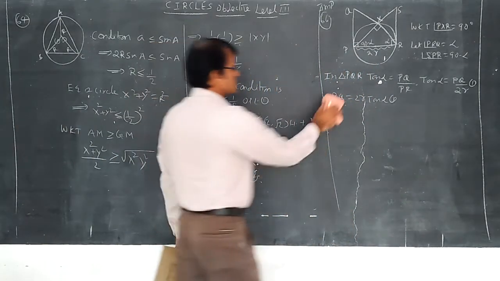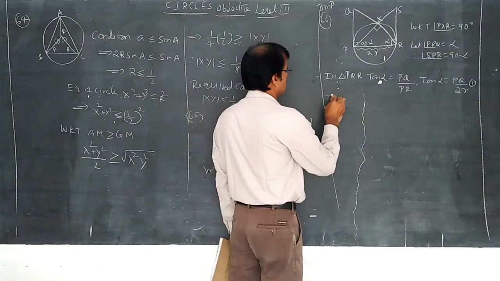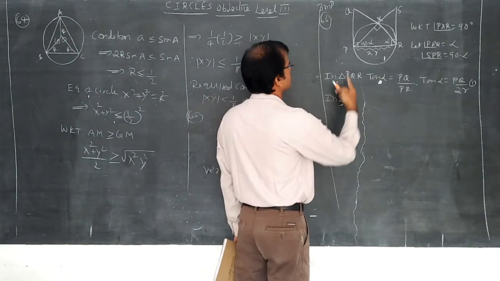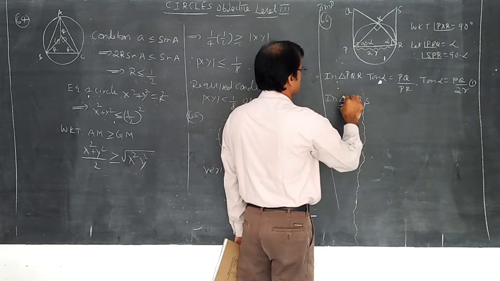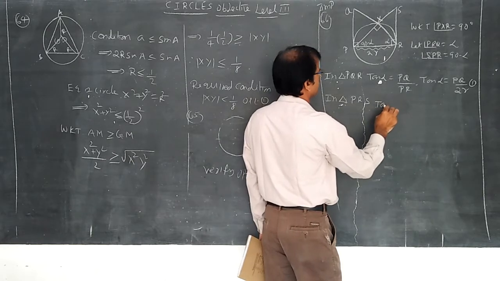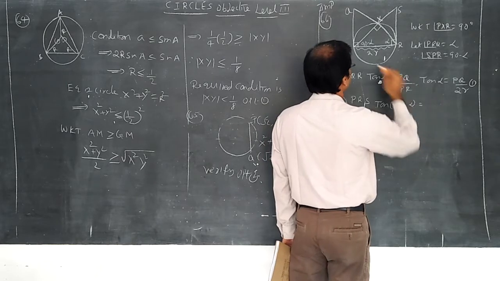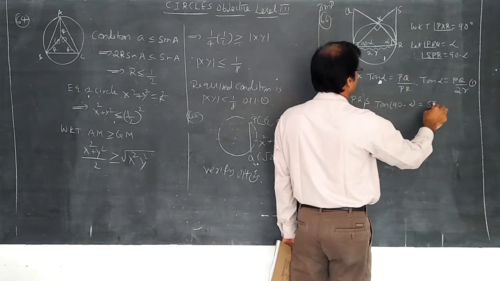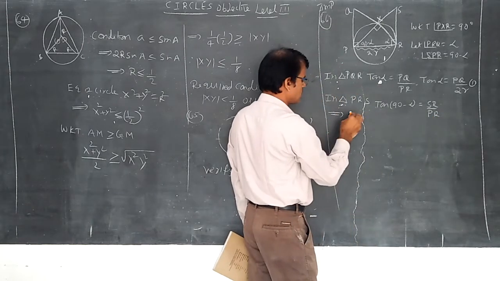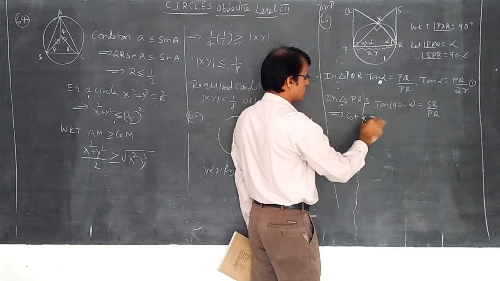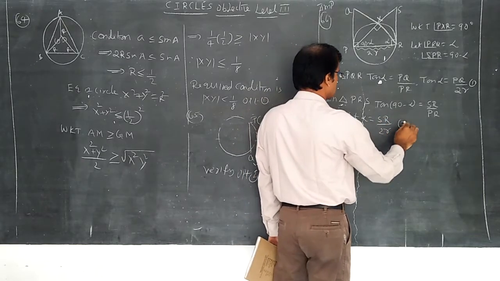Next, let us discuss the second equation. In triangle PRS, take tan of 90 minus alpha, which is SR by PR. So tan of 90 minus alpha, we can write as cot alpha. Cot alpha is equal to SR by 2R. Let it be the second equation.